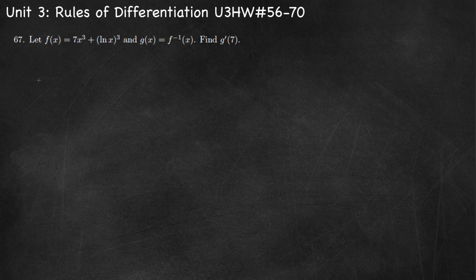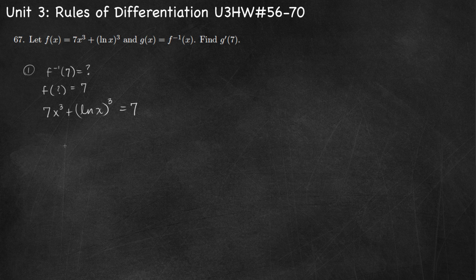67. Let f of x equal 7x cubed plus the natural log of x cubed, and g of x equals f inverse of x. Find g prime of 7. So the first thing we need to do is set f of x equal to 7. That tells us f inverse of 7. We want to know for what value of x does f equal 7. So we let 7x cubed plus ln x cubed equal 7.